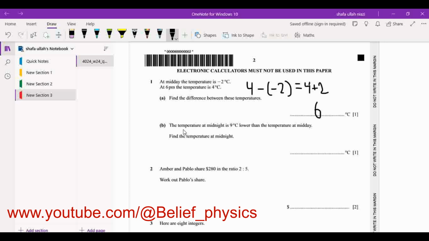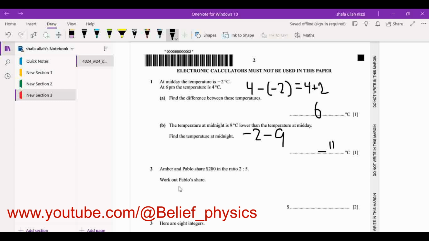Next: the temperature at midnight is 9 degrees centigrade lower than the temperature at midday. Find the temperature at midnight. At midday it is -2, so we have to lower this by 9 degrees centigrade, so we write -2 minus 9, because it has to lower. To lower we subtract, so -2 minus 9 is -11, so the answer is -11 degrees centigrade.